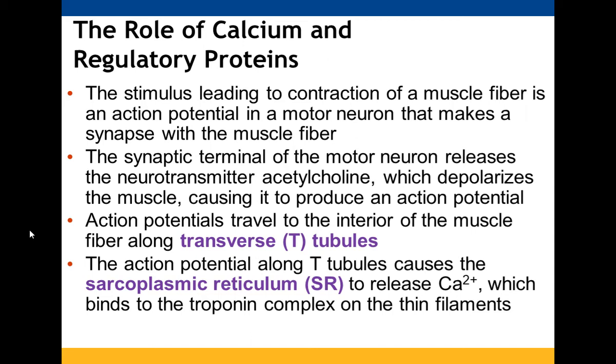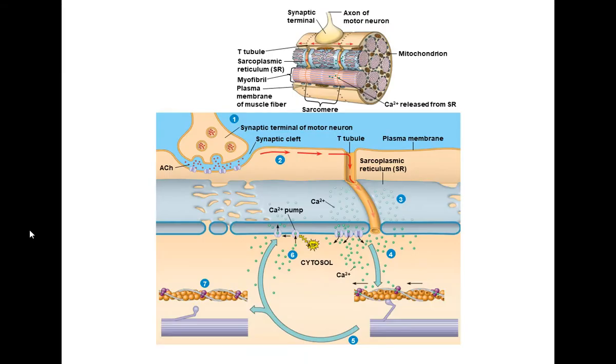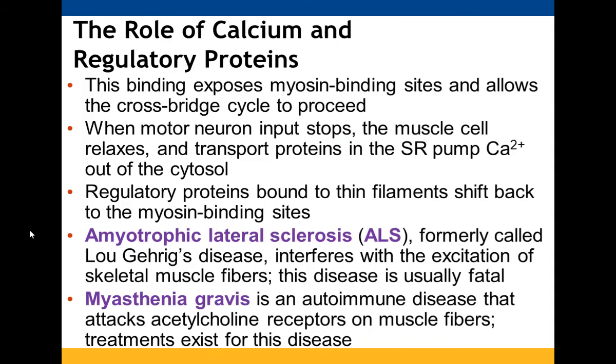Those action potentials move to the muscle's interior fiber along transverse or T tubules. That action potential also will cause the sarcoplasmic reticulum to release calcium ions, which will expose the binding sites for myosin on the thin filaments, on the actin. Okay, a lot of things have to take place to be able to get that contraction process to occur. We talked about how it's going to cause that cross bridge cycle to proceed.